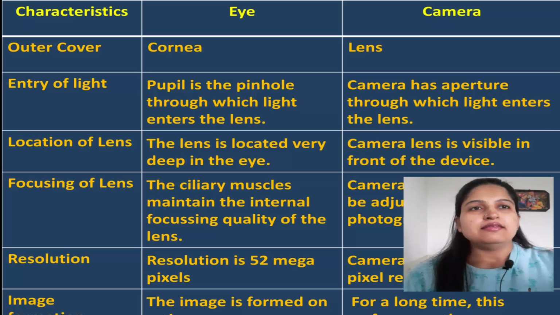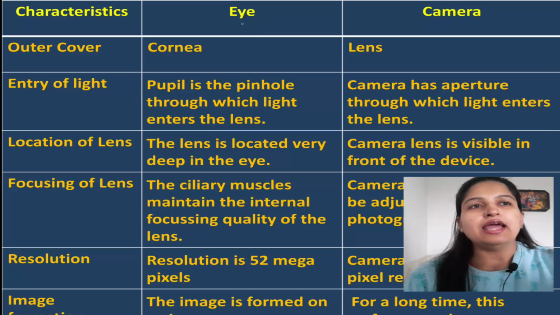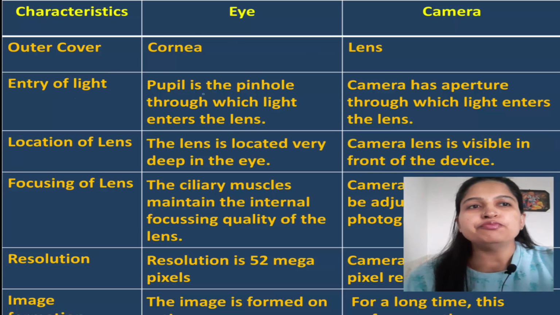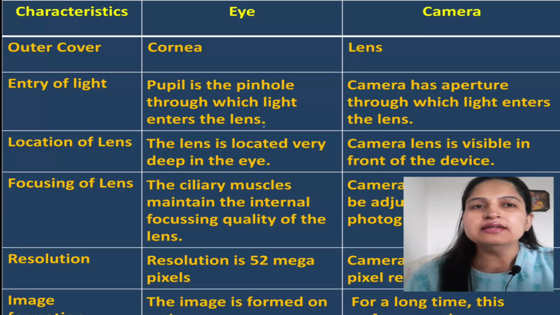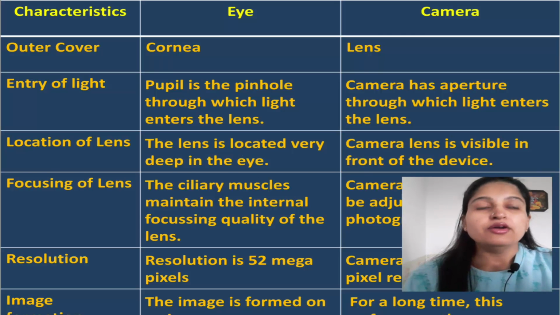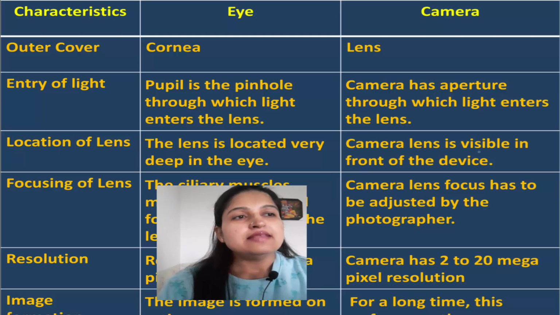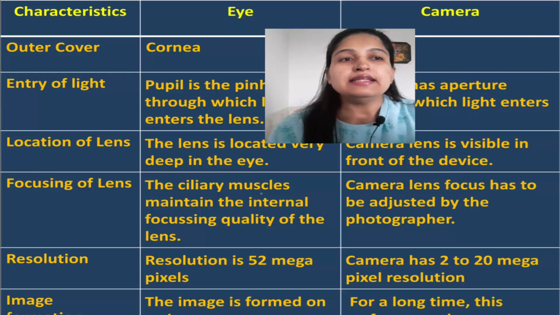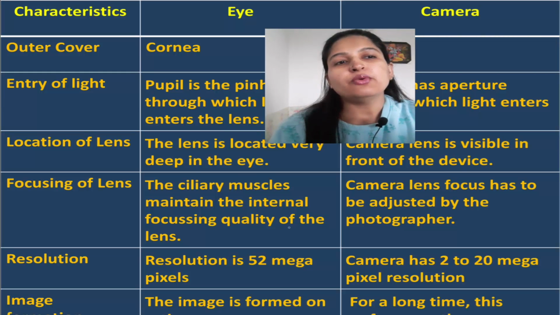So these are the characteristics. The outer cover: in the eye we have the cornea as the front cover of the eye, and in a camera we have the lens. Another is entry of light. In our eyes, the pupil is the pinhole through which light enters the lens, while a camera has an aperture through which light enters the lens. Location of the lens: the lens is located very deep in the eye, while in a camera the lens is visible in front of the device.